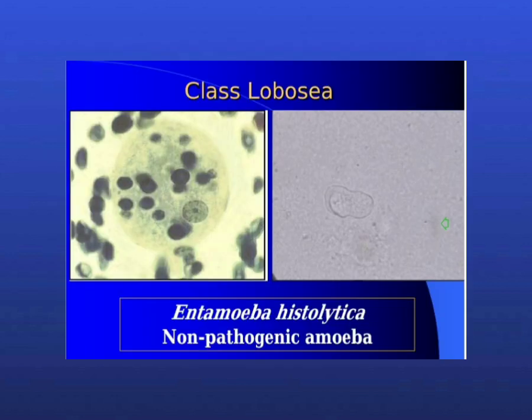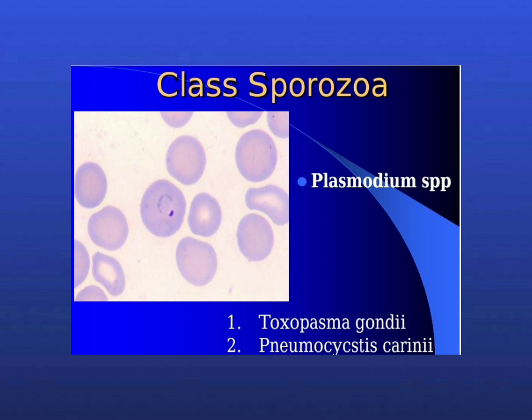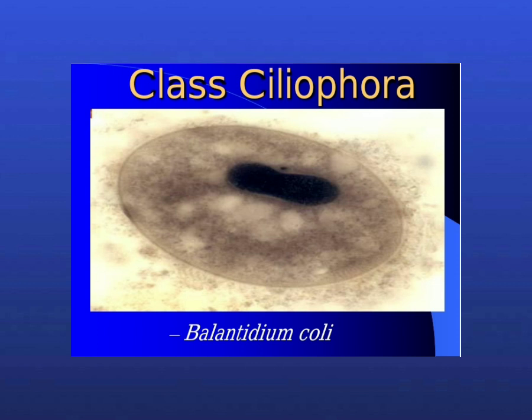So these are the images. Class Lobosea, Entamoeba histolytica, non-pathogenic amoeba. For class Sporozoa, this is the Plasmodium spp. First, Toxoplasma gondii. Second, Pneumocystis carinii. For class Ciliata, this is the Balantidium coli.